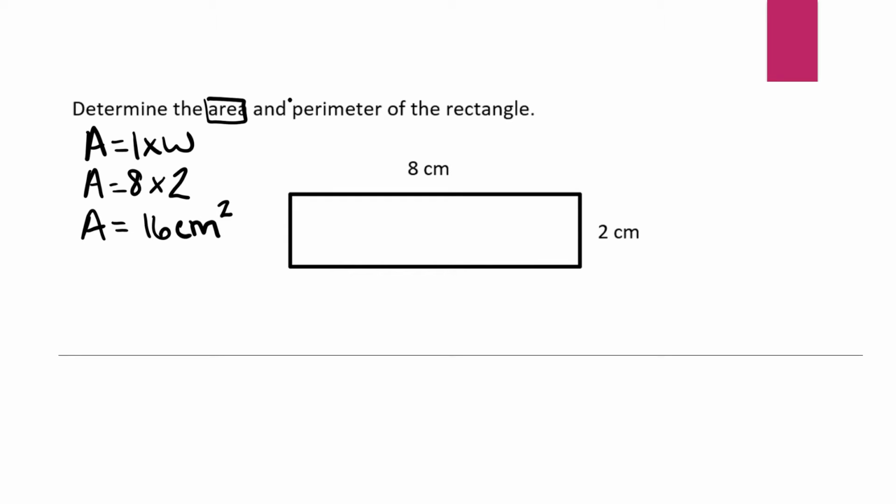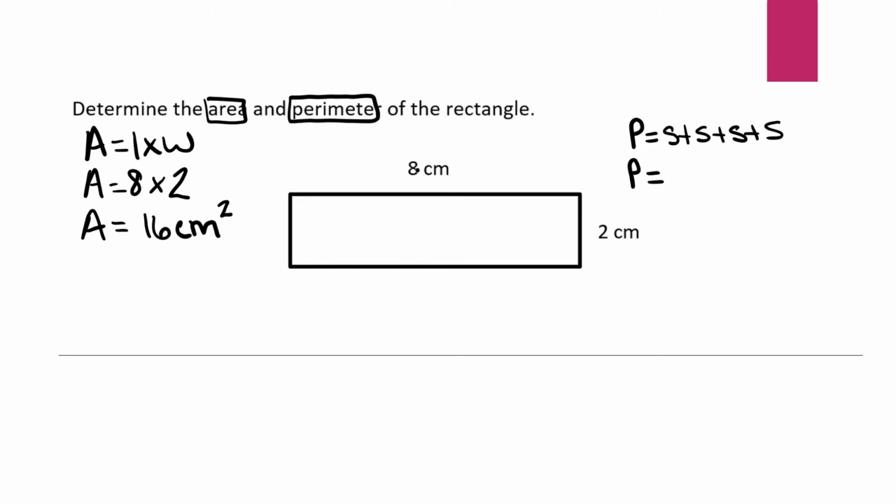The other part of the problem they wanted to know was the perimeter. So I'm going to write my perimeter formula. P equals side plus side plus side plus side. Another way you might see it is P equals L plus W, for length plus width plus width. And now we'll fill in what we know. We don't know the perimeter.